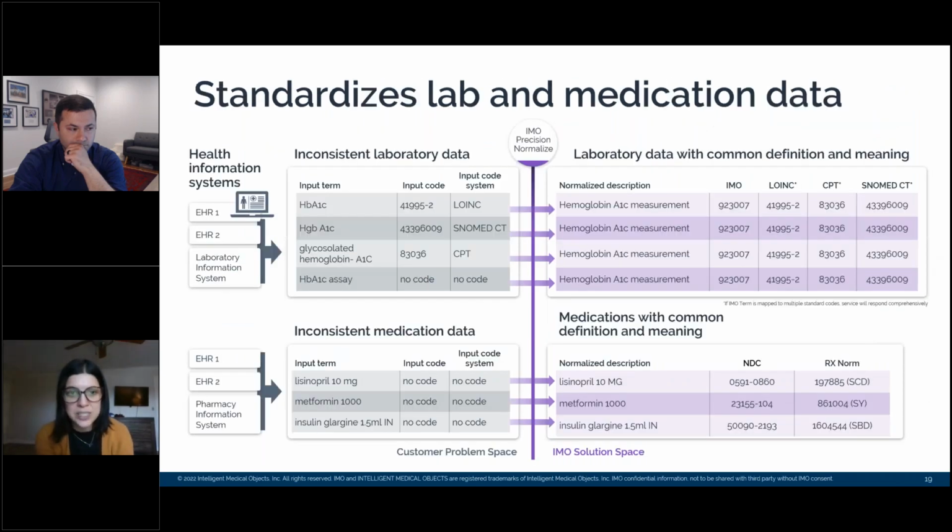Going beyond the diagnosis space on the next slide, we can do the same thing for labs and medications. And you'll notice that we don't always need a code. In the lab example, we were getting labs in from 3 different systems that had different ways of documenting the same procedure, with different code systems that came along with them. In some cases, no code. That is all right with Precision Normalize.